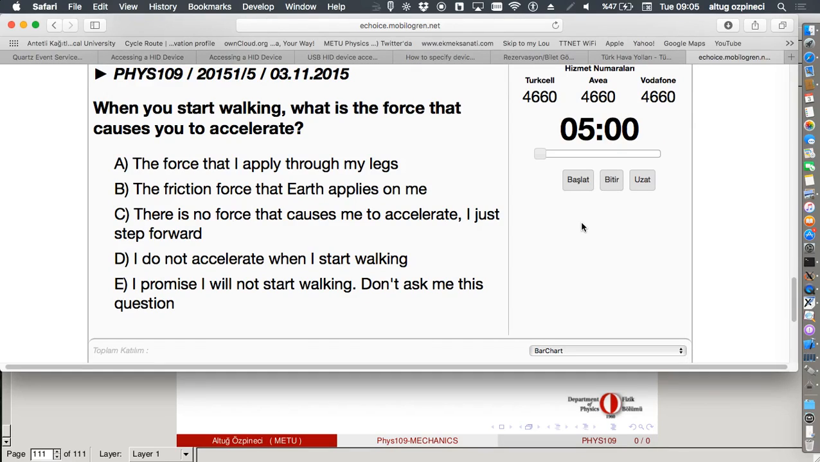Okay, ignore the friction for the time being. So you're starting to walk in the plus x direction, again the same situation. You are accelerating in the plus x direction. So what is the force that causes your acceleration in the plus x direction?